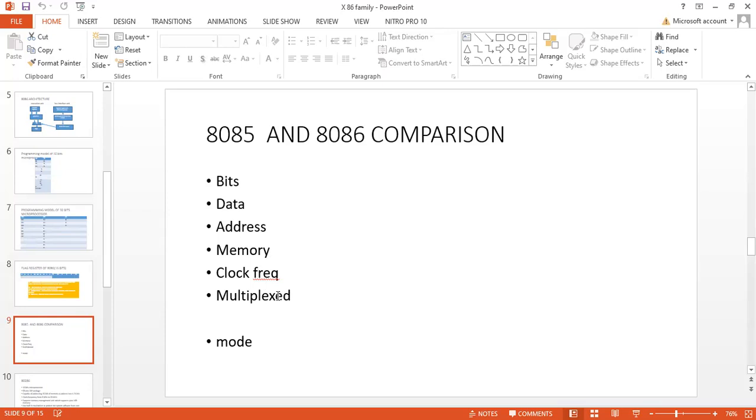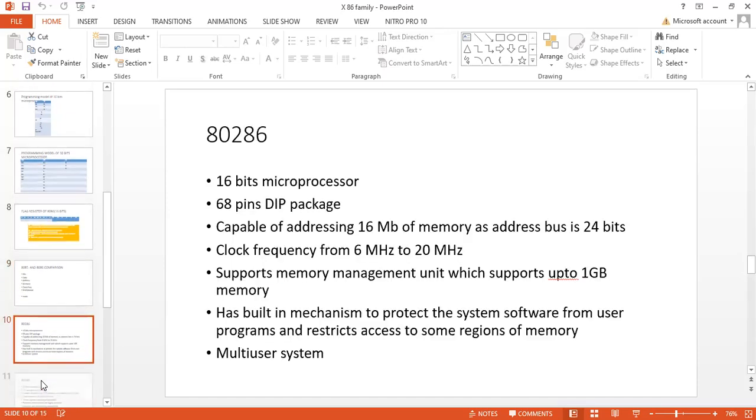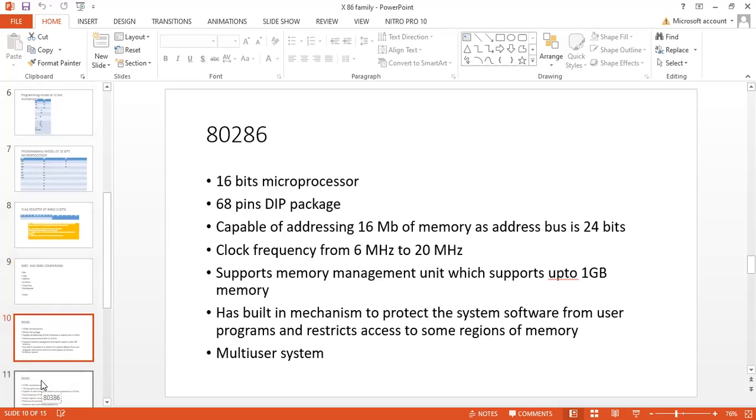In 8085, the lower 8 bits of the address are multiplexed with the 8-bit data. In 8086, 16-bit addresses are multiplexed with the 16-bit data. 8085 operates in only one mode, but 8086 operates in 2 modes, minimum and maximum. Then the 80286 is again a 16-bit microprocessor with a 24-bit address, so 2 raised to 24 means 16 MB memory, and clock frequency up to 20 megahertz. You can easily write these points.